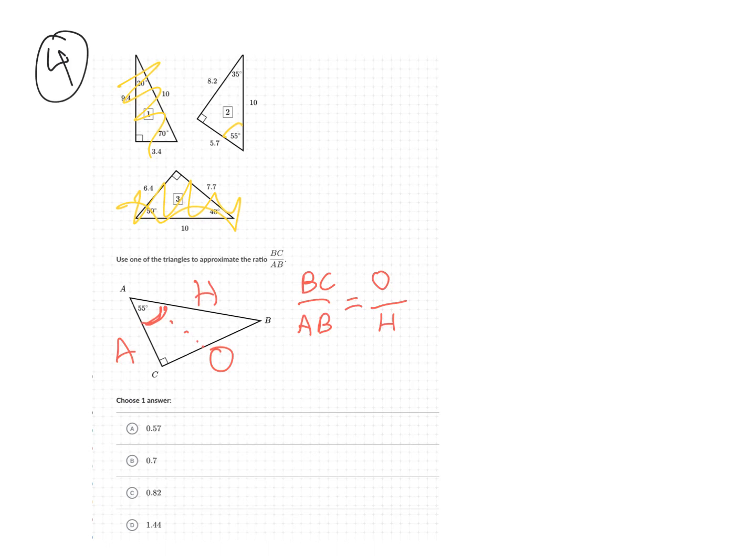Its ratio will be the same as the opposite and hypotenuse ratio of this one. So this is hypotenuse, opposite, adjacent. So O over H would be 8.2 over 10. And when I divide that, that's 0.82.